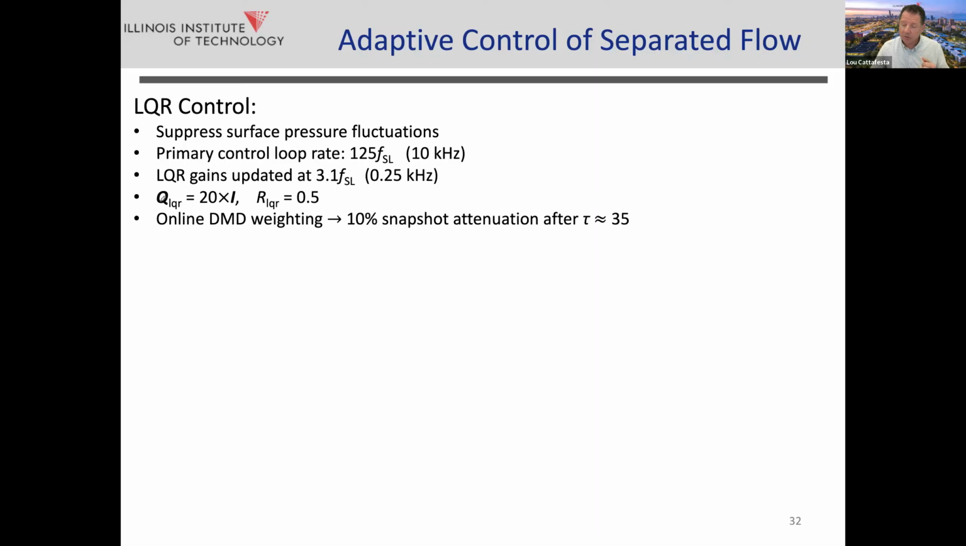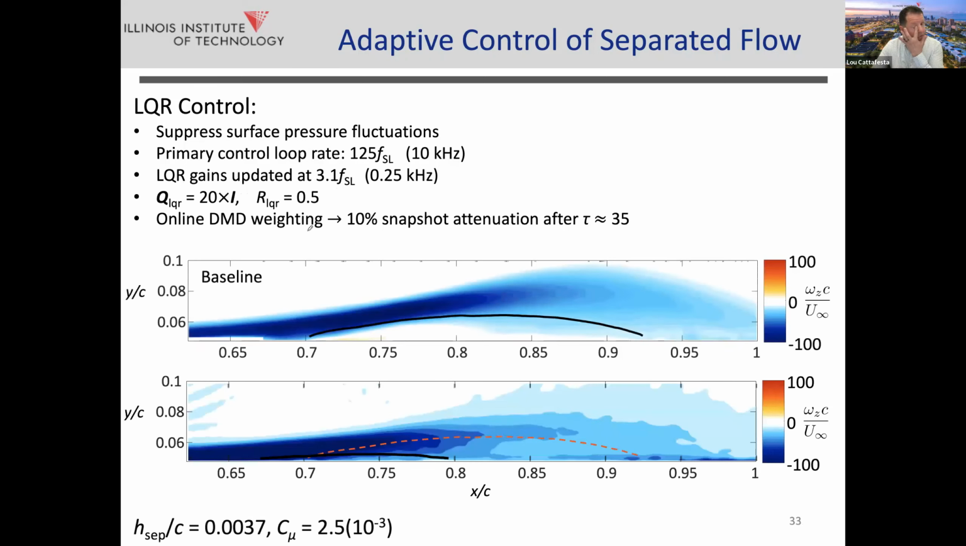The Q matrix is essentially just the identity matrix with a scalar factor. And I'm going to show you what happens when we change the weighting, the penalty term on the actuator. I also mentioned to you this kappa term, which is how quickly you forget past snapshots. We set this at a value that you get about 10% attenuation in the snapshot after about 35 cycles. And as I said to you, it's pretty insensitive to this based on experiments.